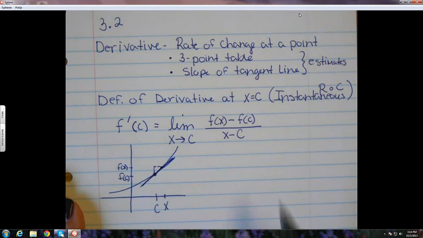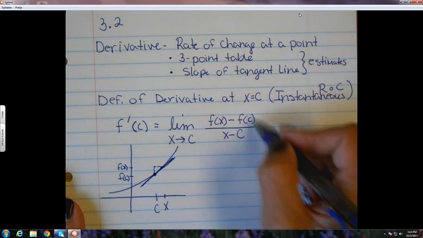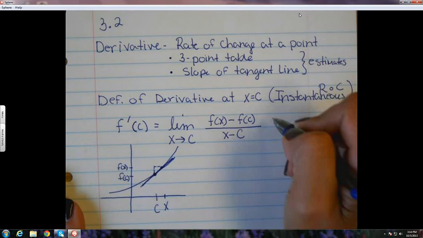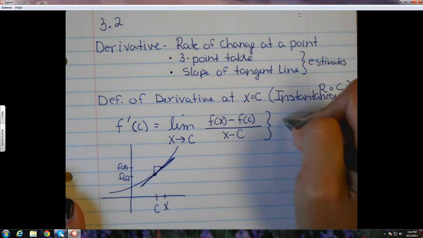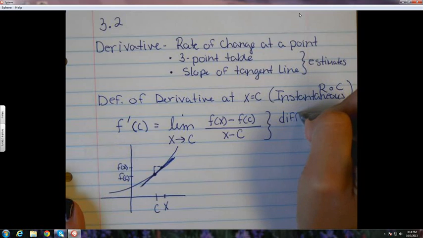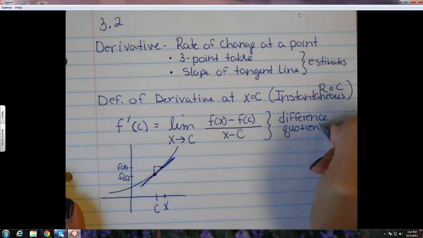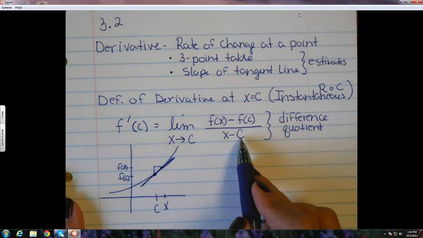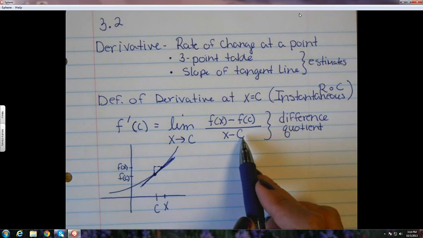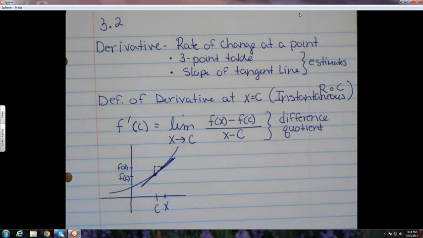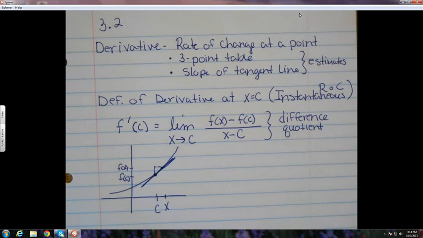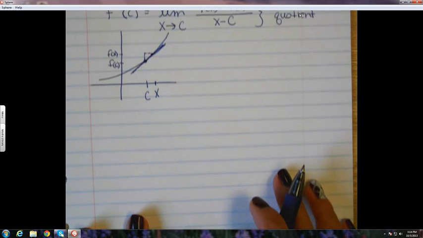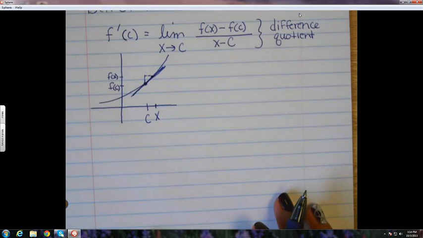So this little quotient here is called the difference quotient. And all it is is change in y over change in x. It's doing the slope of the tangent line at that value of c. So let's see how this works. Oh, I still want to see that definition there.